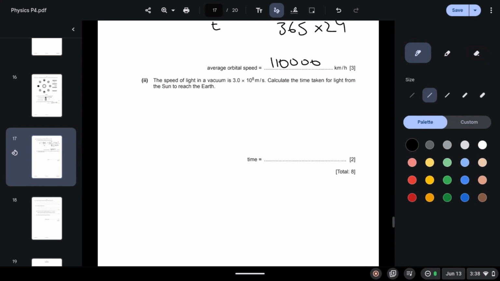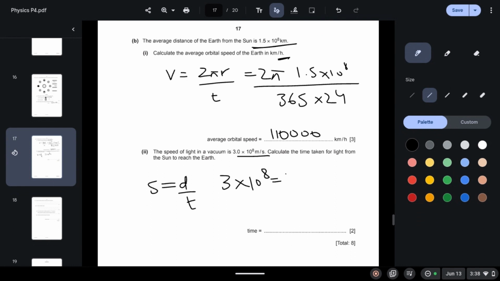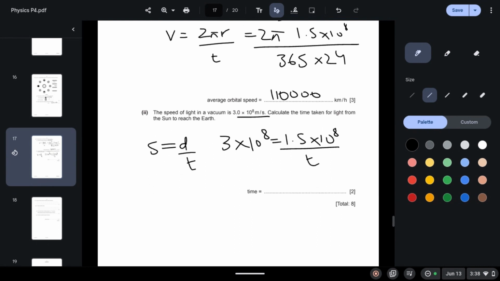The speed of light in a vacuum is this much. Calculate the time taken for light from the sun to reach the earth. So here we'll use the formula speed is equal to distance over time. The speed we are given, distance we know is this value, and time we have to calculate. So just plug this in your calculator and you will get your answer as 500 seconds.